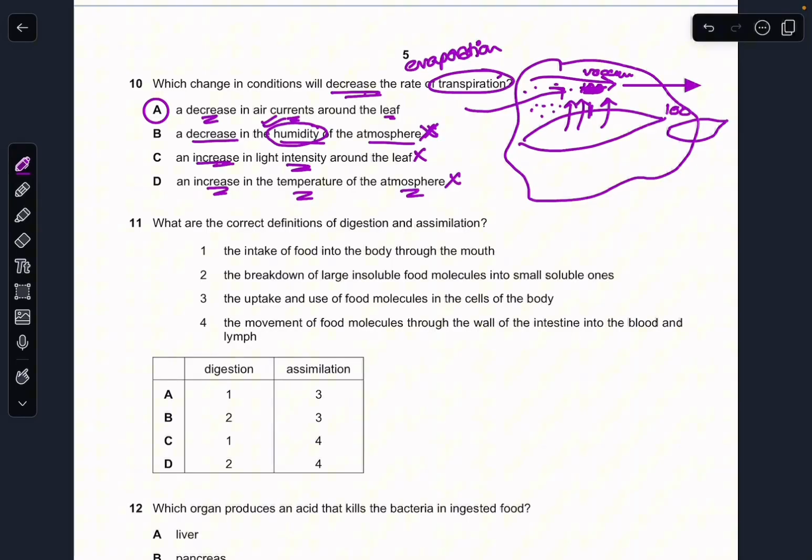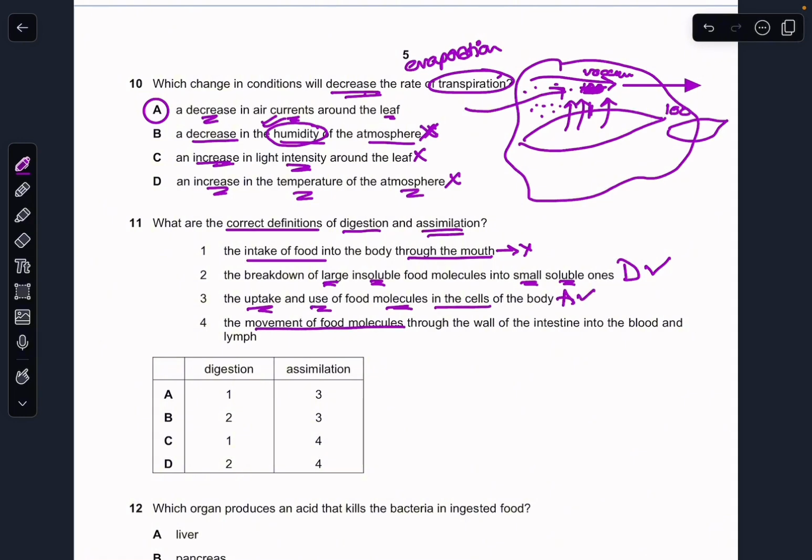Next, what are the correct definitions of digestion and assimilation? The intake of food into the body through the mouth, this is swallowing. The breakdown of large insoluble food molecules into small soluble food molecules, this is digestion. The uptake and use of food molecules in the cells of the body, this is assimilation.